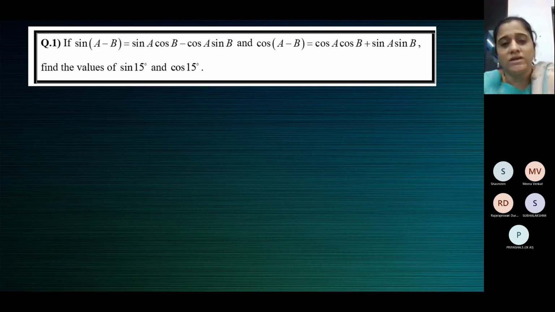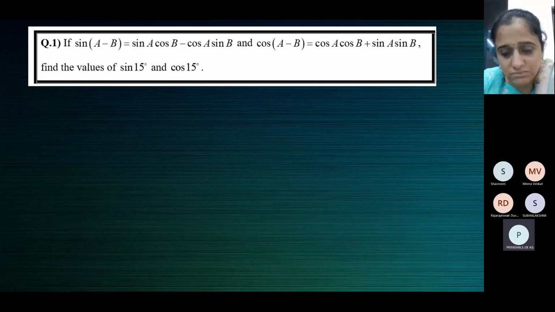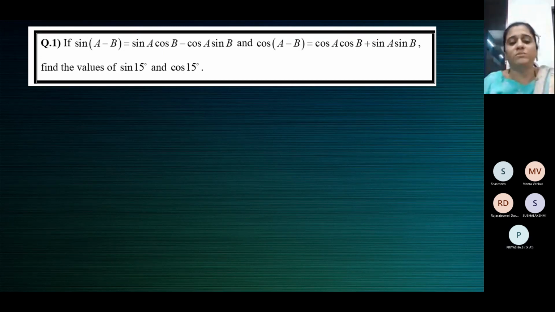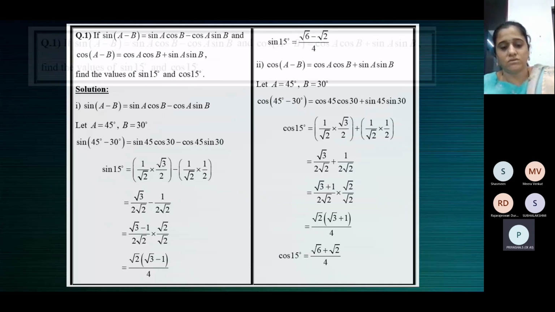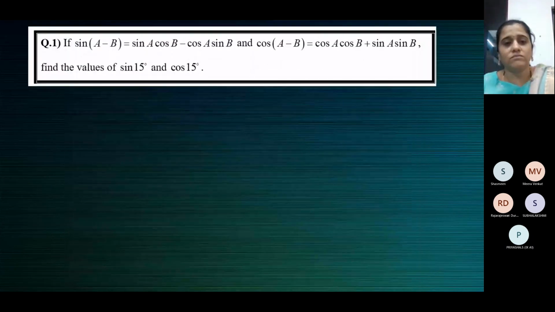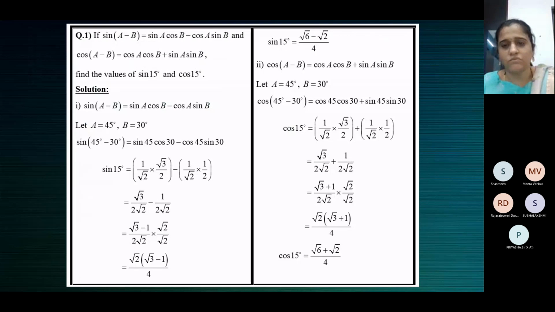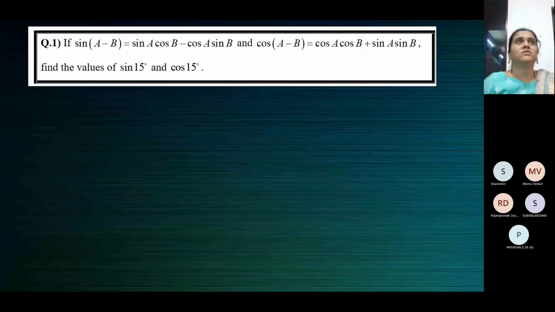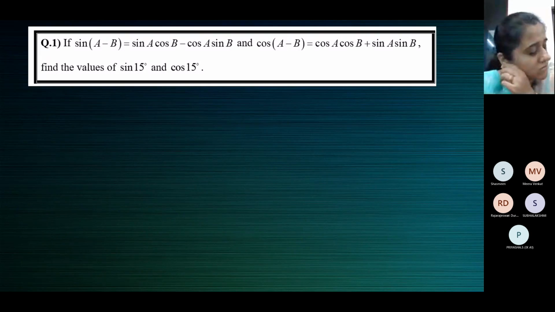Yeah, anyone online got the answer? Sine 15 is root 3 minus 1 by 2 root 2. Yes, ma'am. No, but I have a different answer. Root 3 minus 1, no, I have a different answer. I'll try it out again, ma'am.